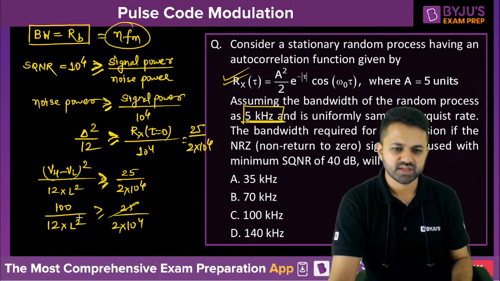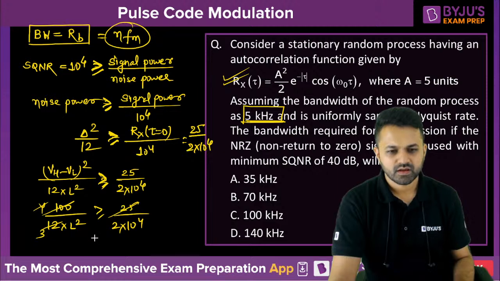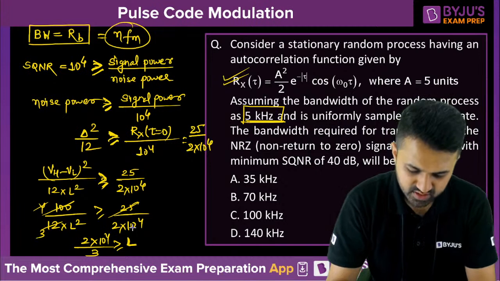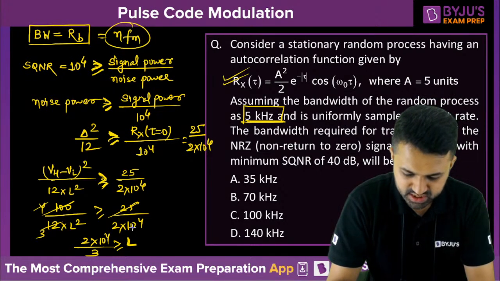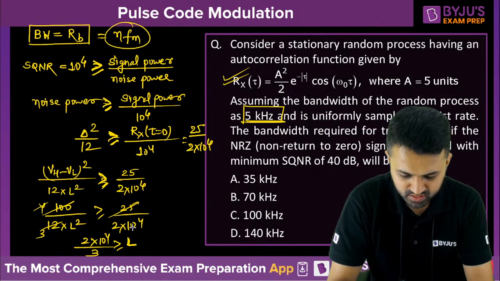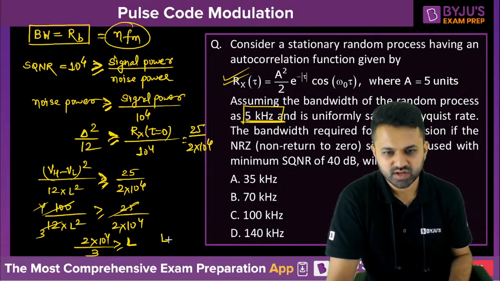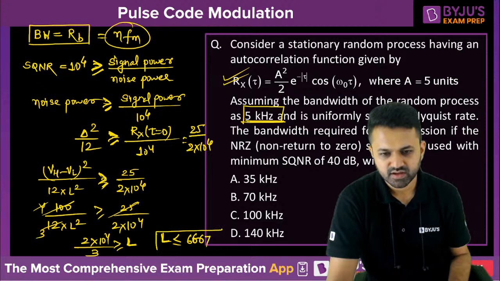So if we solve this, we will get 2 into 10 to the power 4 divided by 3 should be greater than or equal to L. So the number of levels is 20,000 divided by 3. Let me check this by calculation. So we are getting 6,000. So number of levels should be less than or equal to 6,667 something.